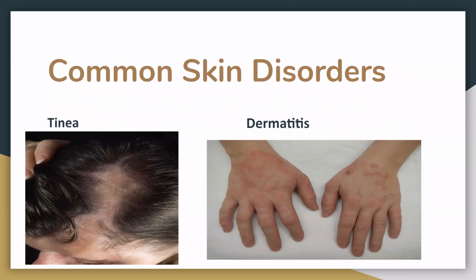So here are some common disorders of the skin. On the left, you have tinea, which is another word for ringworm. And on the right, you have dermatitis, which is simply inflammation of the derma or the dermis of the skin. And it can often cause a lot of itchiness and redness, or maybe even a rash.